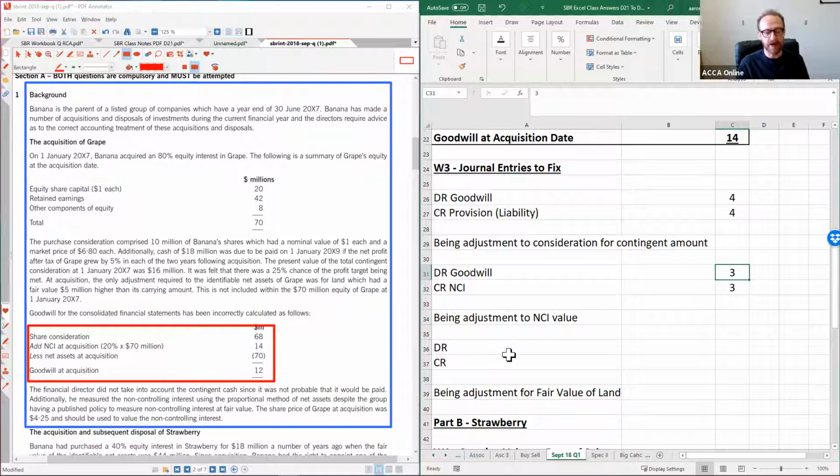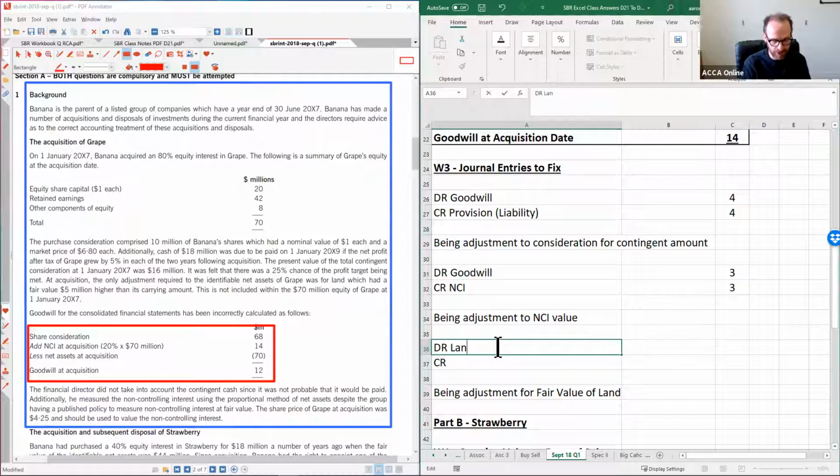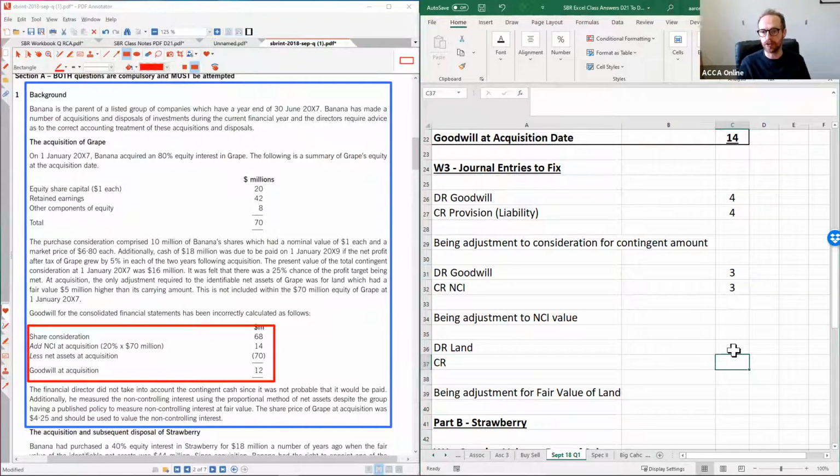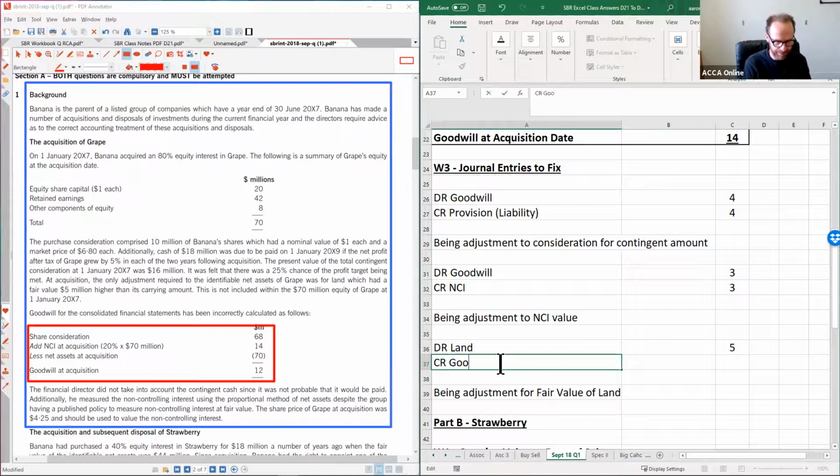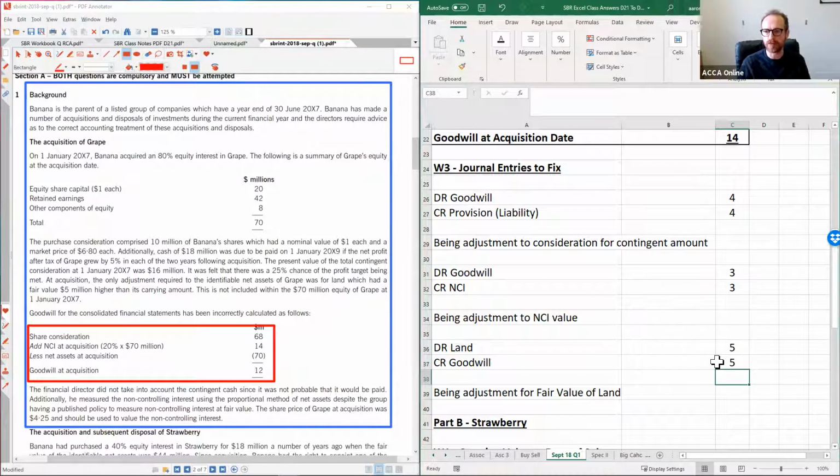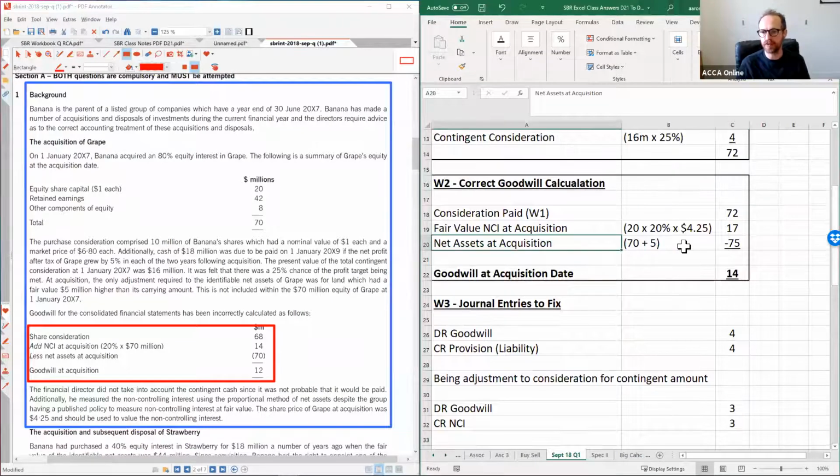For the fair value of the land, I think this is actually even easier because you could say, well, look, I need the land to go up. So it's going to be debit land with 5. So the credit is to goodwill. Why is it a credit this time? Well, because that will reduce the goodwill. Because remember, the net assets are subtracted in here. So if they go up by 5, you're subtracting more. That is going to reduce your goodwill.